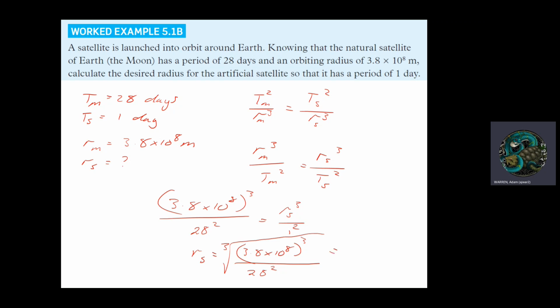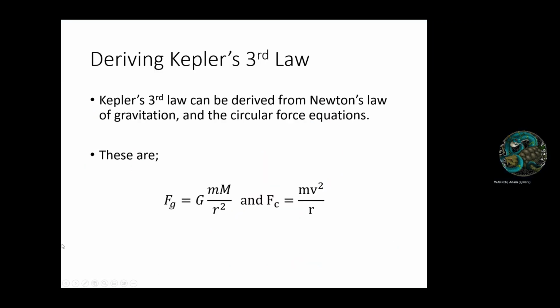Let's go plug that in. And we get about 4.1 times 10 to the 7. It's about 41,000 kilometers. All right. So if we want a satellite that spins around the Earth once per day, we need to put it about that far away. All right, let's have a look at deriving this law.